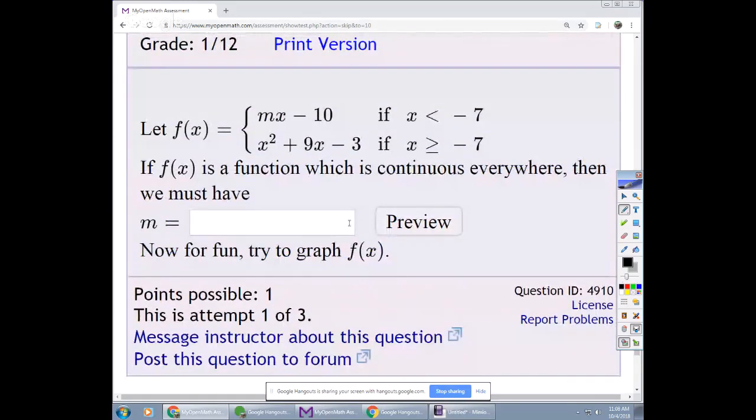So here we're given a piecewise function, but one piece is not quite fully defined. They're saying, hey, part of it's a straight line. It's got this y-intercept, but I'm not going to tell you the slope. But what we want to have happen is we want this to be continuous.